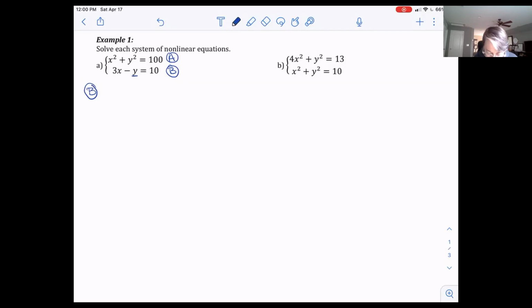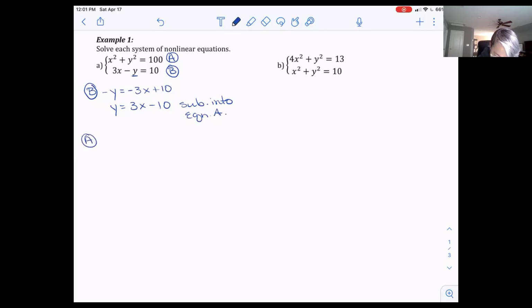So let's get that Y by itself. We're going to subtract 3x from both sides, so that would give us a -3x plus 10. Divide everybody by that -1, and we get y equals a positive 3x minus 10. So now we have a value for y with x. We were going to substitute into equation A.